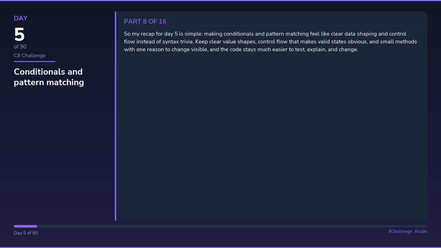So my recap for day 5 is simple: making conditionals and pattern matching feel like clear data shaping and control flow instead of syntax trivia. Keep clear value shapes, control flow that makes valid states obvious, and small methods with one reason to change visible, and the code stays much easier to test, explain, and change.